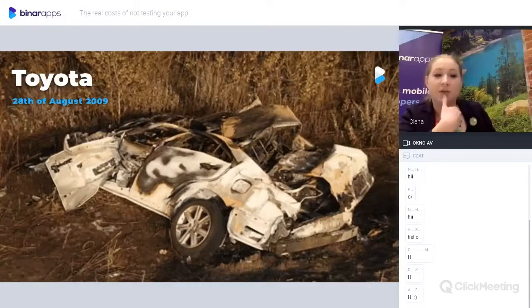car speeded up to 160 kilometers per hour, and the brakes don't work. So the car has no brakes. This resulted in a dramatic car crash, where 4 people were killed, including 1 child.